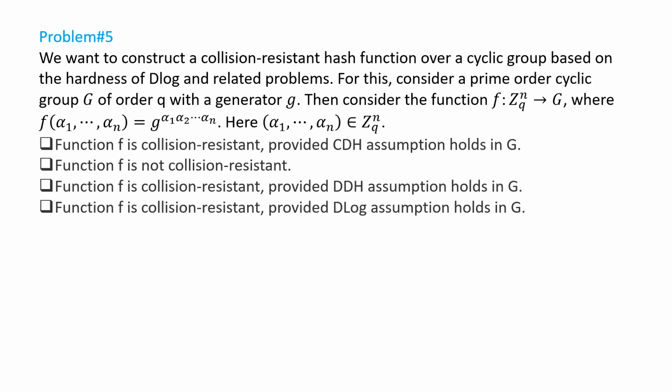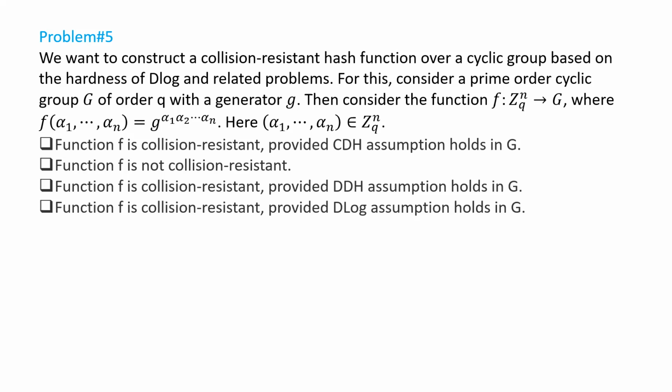Next problem. We want to construct a collision-resistant hash function over a cyclic group based on the hardness of DLog and related problems. For this, consider a prime-order cyclic group G of order Q with a generator g. Then consider the function f from Zq^n to G, where f of alpha 1 to alpha n is equal to g to the power alpha 1, alpha 2 to alpha n. Here, each of these alpha i belongs to Zq.